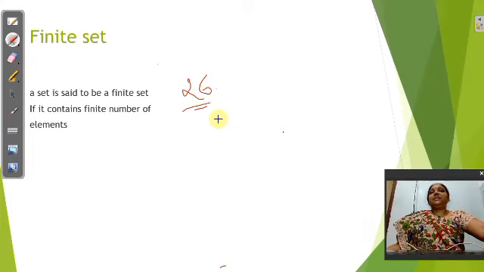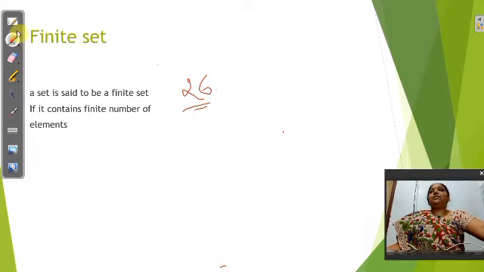Next example, the number of vowels in the alphabets. What are the vowels? A, E, I, O, U. The number of vowels is 5, so it is also a finite set. Number of elements in the Telugu Varnamala is also a finite set. That number is countable. Number of students in the class, number of benches in the class, number of batches in the college, number of staff in the college. These are all examples of a finite set.